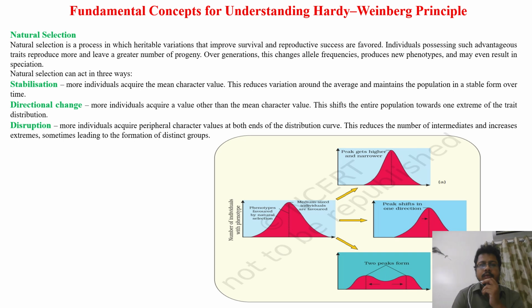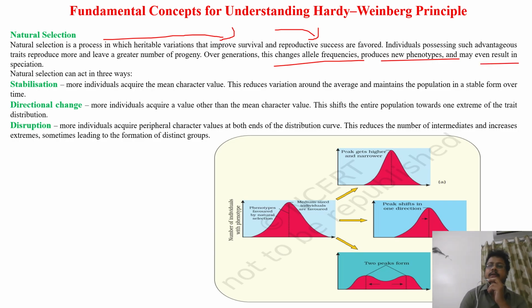Natural selection is a process in which heritable variations that improve survival and reproductive success are favored. Because they improve survival and reproductive success, these alleles transmit from generation to generation, whereas the other alleles reduce in frequency. This causes changes in allele frequency and causes new phenotypes, because mutation is the driving force of evolution. When mutation occurs, these mutations might be favored through natural selection and may even result in speciation, because mutated alleles may be favored by natural selection.